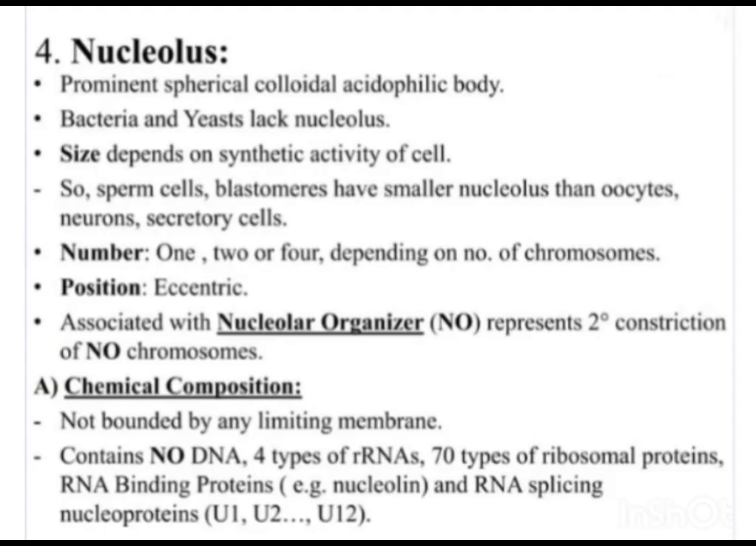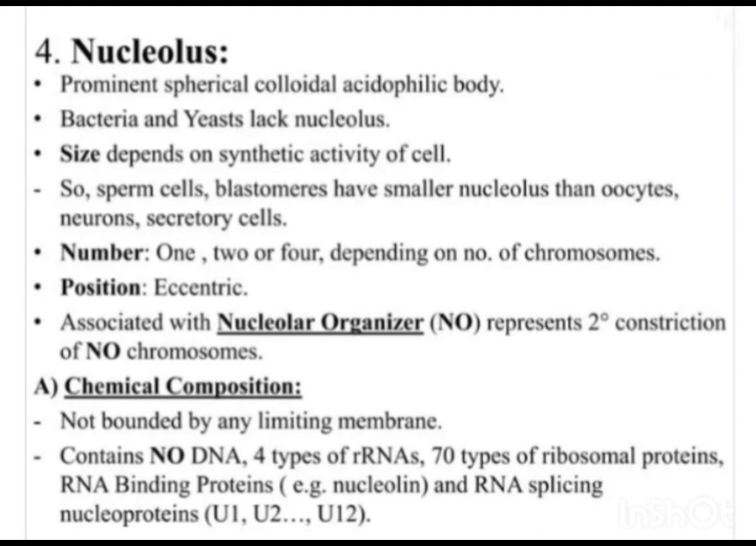Next we can see the nucleolus. Prominent spherical, colloidal, acidophilic body; bacteria and yeast lack nucleolus. Size depends on synthetic activity of cell. So sperm cells and blastomeres have smaller nucleolus than oocytes, neurons and secretory cells. Number: 1, 2 or 4 depending on number of chromosomes. Position: eccentric. Associated with nucleolar organizer, represents secondary constriction of NO chromosomes.